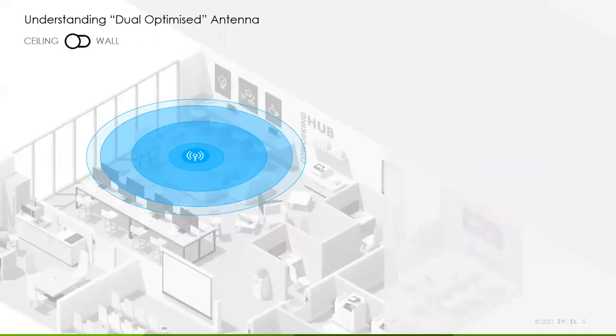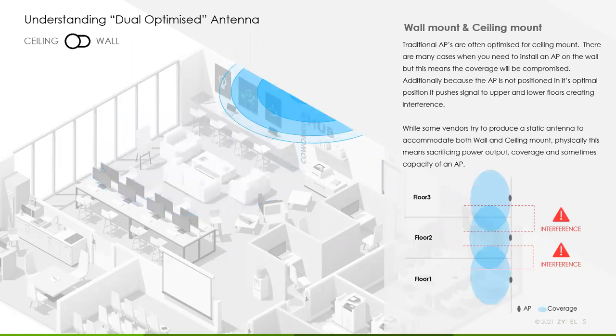Another one of our technologies that you will find on our devices is what we call dual optimized antennas. Your typical access point has one fixed antenna in it, or one fixed set of antennas inside of it, and they're usually optimized to work in sort of an umbrella pattern. They're assuming that you are mounting the access point on a ceiling facing down and providing coverage to an area directly underneath it. Unfortunately, out there in the real world, you don't always get to mount your access points on the ceiling. Oftentimes you end up mounting them on the walls.